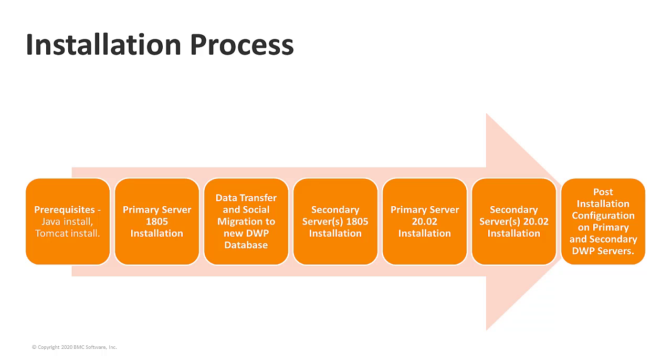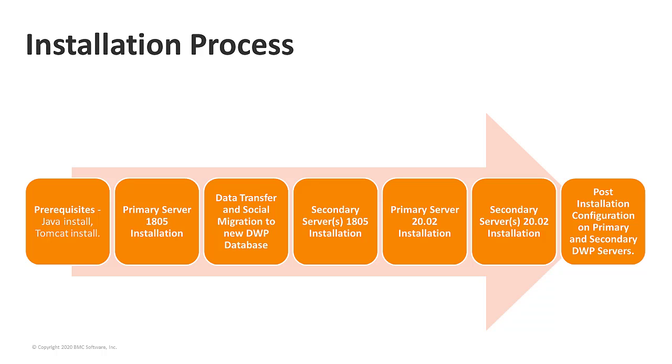Once you run the 1805 installation on the primary server, the next step is to run the data transfer and the social migration utilities. You'll have to make sure that you are using 1805 patch 1 utilities. The reason we are doing this data transfer is to transfer the data from the Smart IT database to the newly built DWP database, as well as the data that was stored in the Mongo database to this new DWP database.